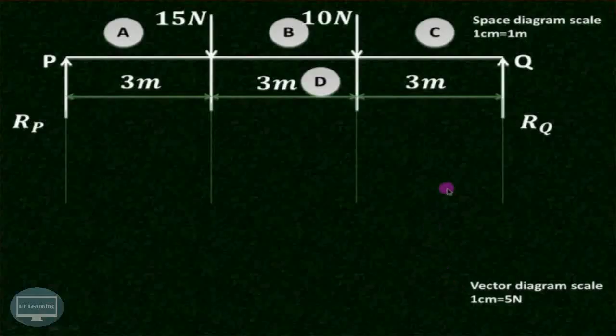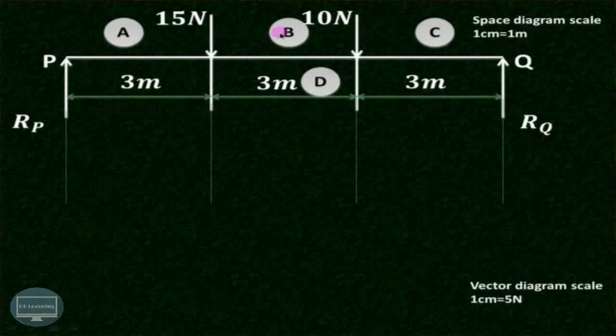Beam, the simply supported beam as shown over here. The beam is supported at 2 points P and Q, and therefore the reactions are Rp and Rq at these particular points. Now it is subjected to the point loads of 15 Newton and 10 Newton as shown over here at a distance of 3 meter from the left hand support, then 3 meter further, and from the right hand support again it is subjected to the point load of 10 Newton.